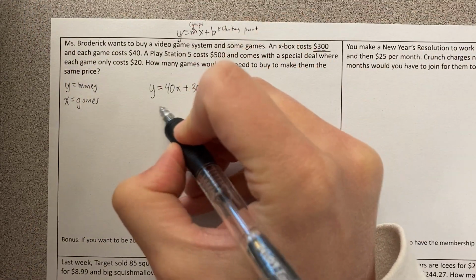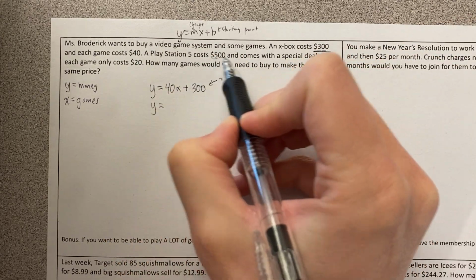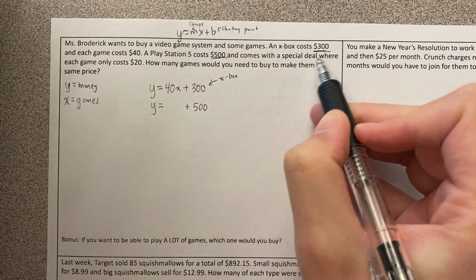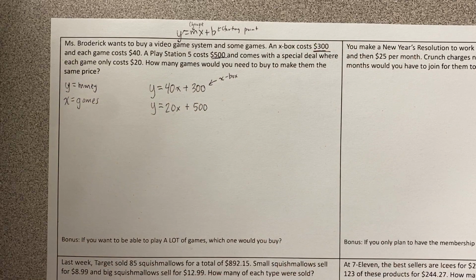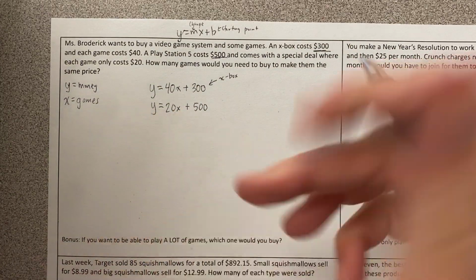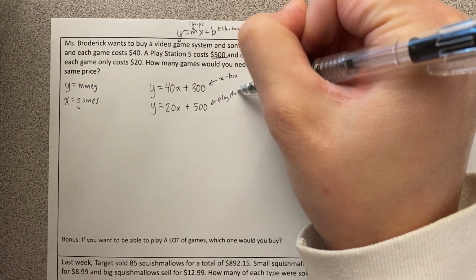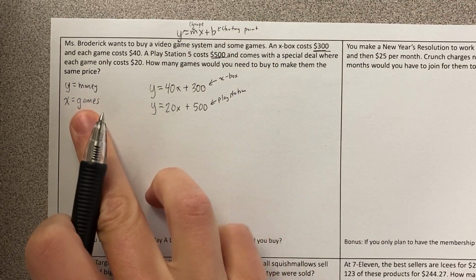Okay, now my PlayStation equation is that my PlayStation costs more to start with. It costs $500 to start with, but the deal is that it's only $20 per game. Okay, so there are my two equations. So now I have my two equations, I've defined my variables, and I'm ready to solve.